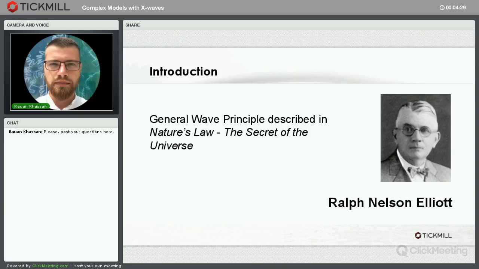Regarding deductions from Elliott's nature law, the first deduction is that suggested laws are universal to any kind of mass process. And second, all waves consist of smaller waves of same structure and are part of bigger waves themselves.